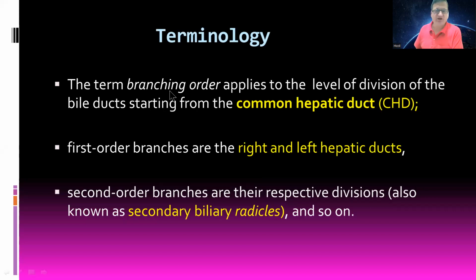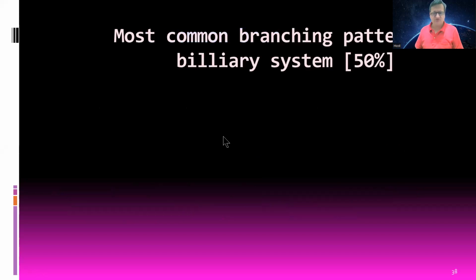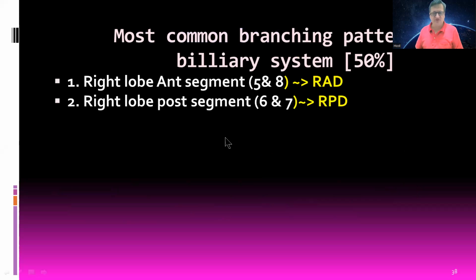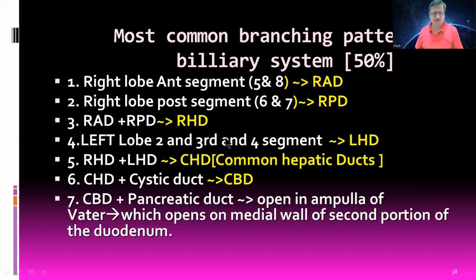Now, the term branching order applies to the level of division of the bile duct starting from the common hepatic duct. First order branches are the right and left hepatic duct, and second order branches are the respective divisions, also known as secondary biliary radicals, and so on. The most common branching pattern is like this, in 50% of cases.